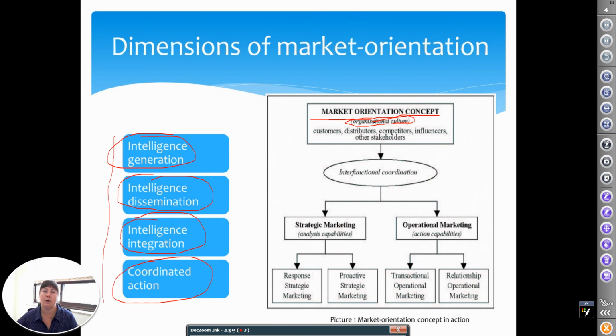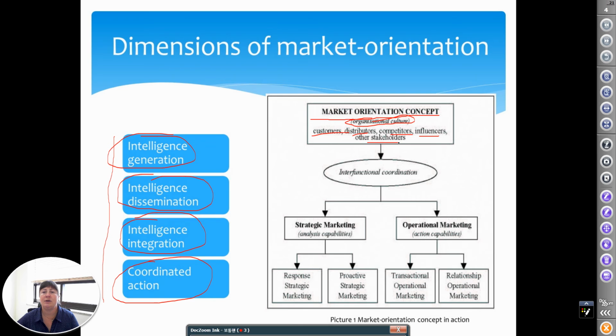So also during the last lecture, I told you about the importance of climate and culture for high-tech companies, and you can see that it's also the truth that market orientation concept can help to build the innovative culture and to create the effective strategy for the high-tech company. So market orientation concept covers customers, distributors, competitors, influencers, and other stakeholders.